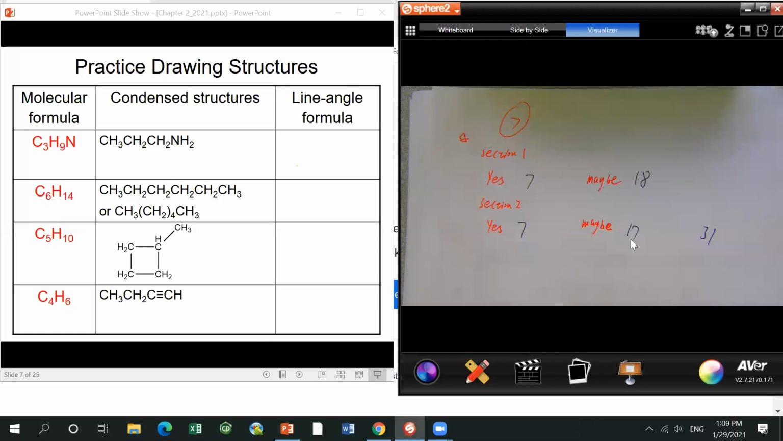All right, so now we move back to the lecture. Anyone want to volunteer to draw the structure for these 3 molecules? We use the line-angle structure, and you can use the annotate tool.